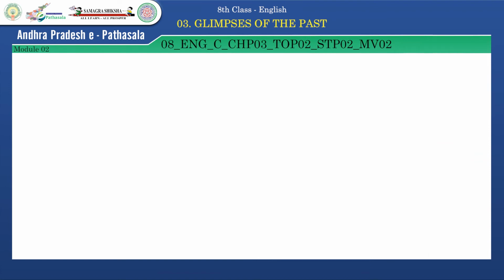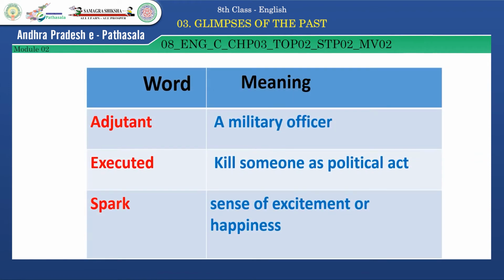Dear students, let's know the meanings of the new words. You can see the word and its meaning. Adjutant means a military officer. Executed means to kill someone as a political act. Spark means a sense of excitement or happiness.